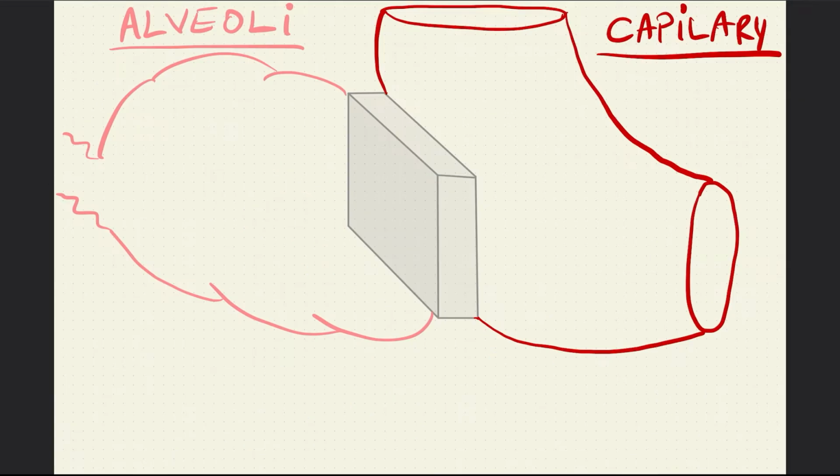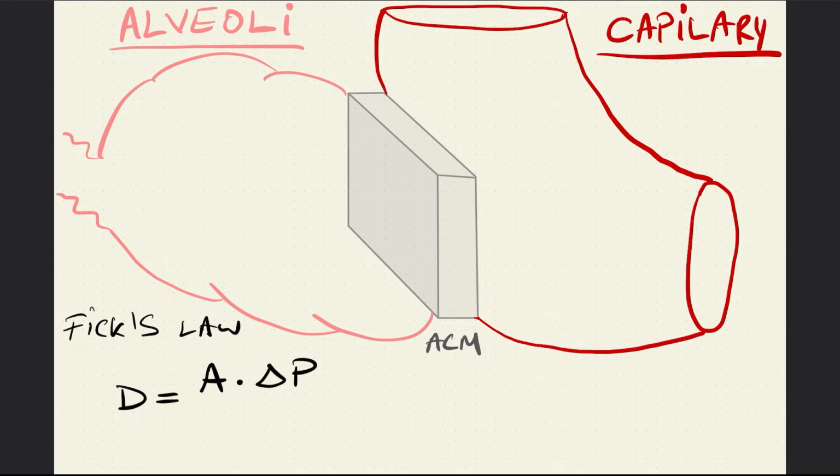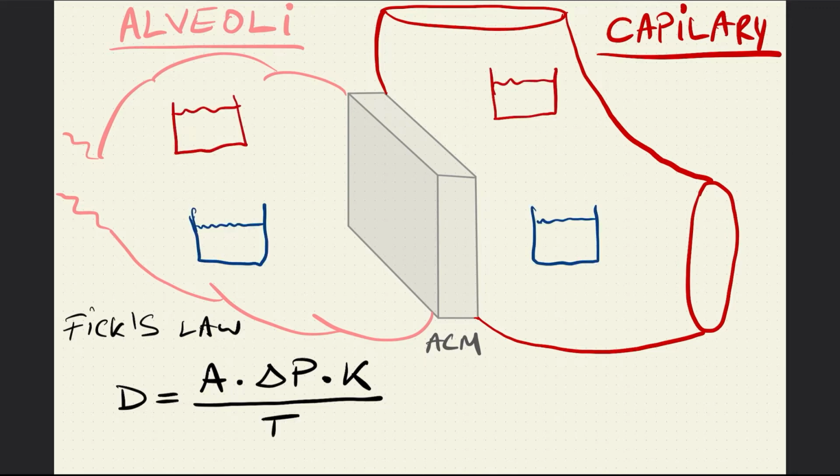On the left-hand side here, we have represented an alveoli, while on the right-hand side, we have a capillary. In between, we have an alveolar capillary membrane represented by this wall. Now, for us to better understand how oxygen gets transferred from the alveoli to the capillary, we need to look at Fick's law of diffusion, which states that diffusion or gas transfer is directly proportional to the surface area, to the pressure gradient of a given gas, and directly proportional to the gas's solubility, and it is inversely proportional to thickness.